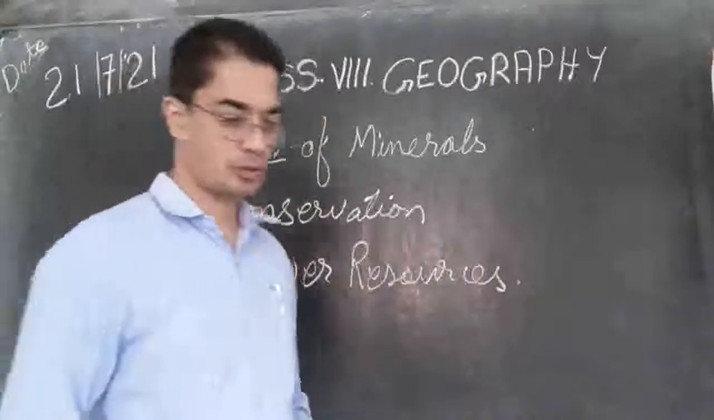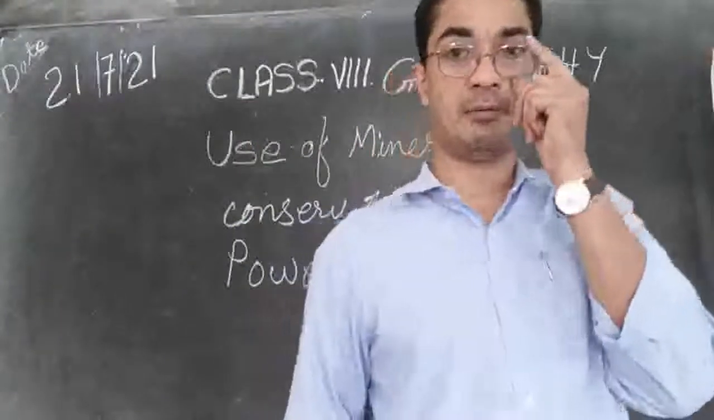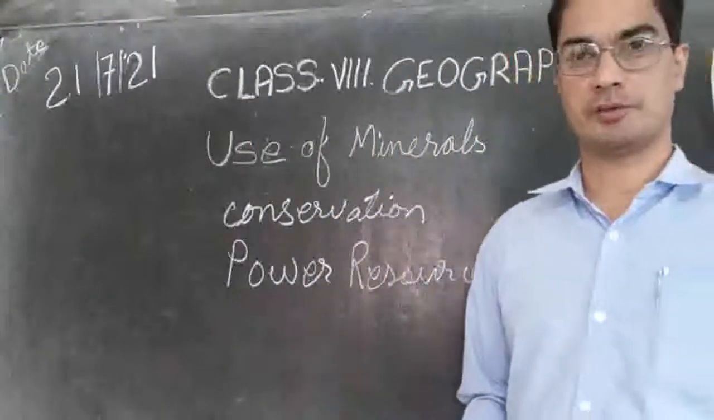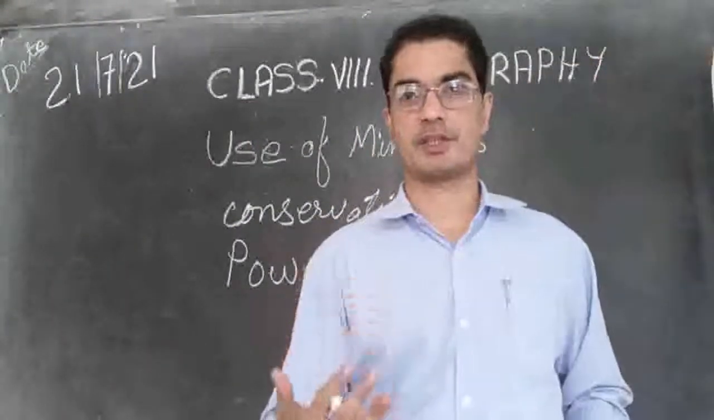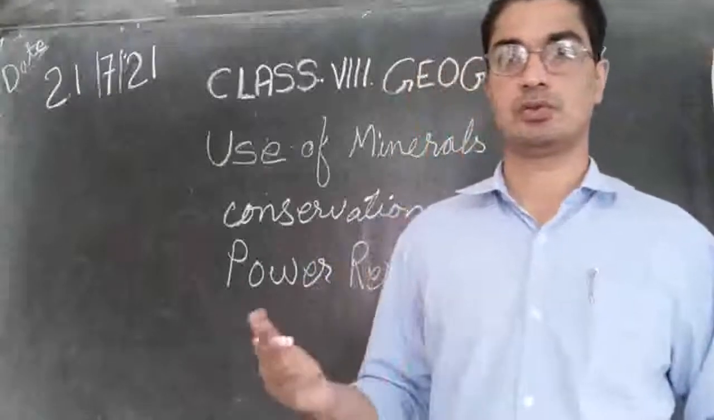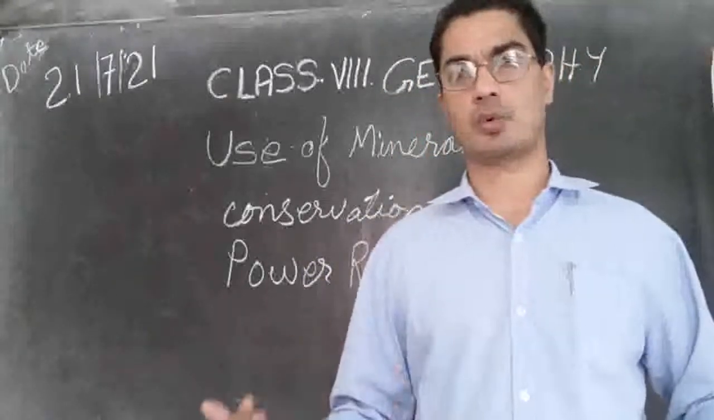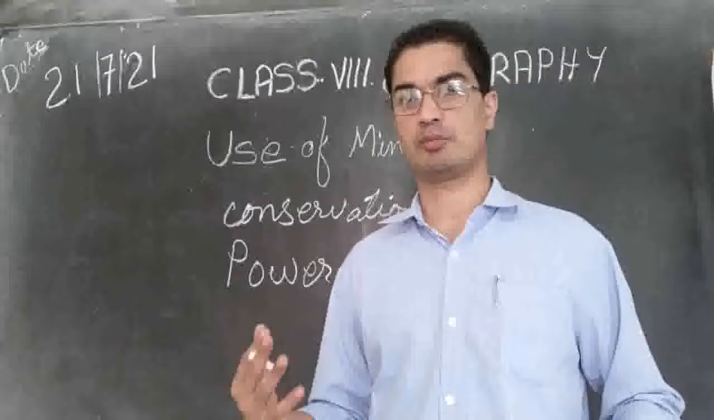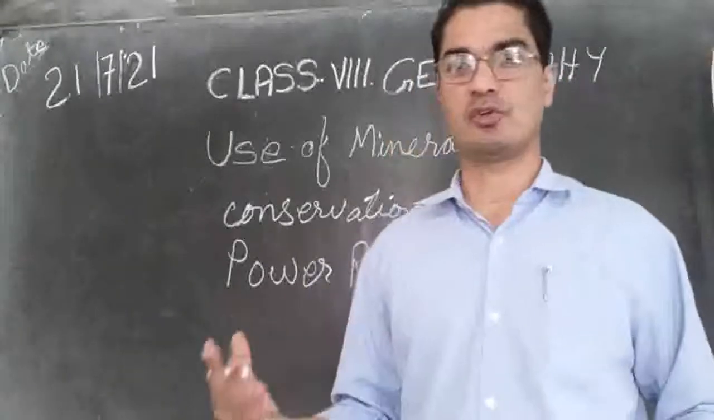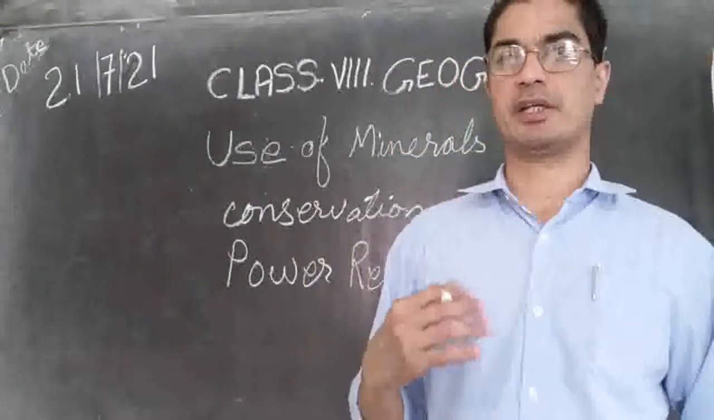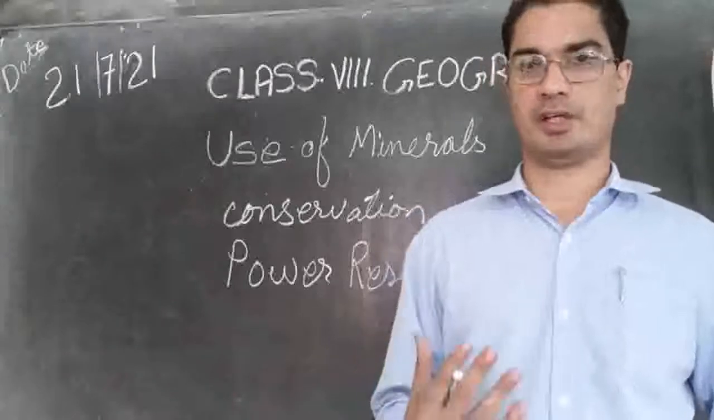Power resources. In this modern time, everything depends on power to function: the machines, even to do our work. We need some power. Our body needs power, otherwise we cannot do any work. So we get our power from the food that we eat.